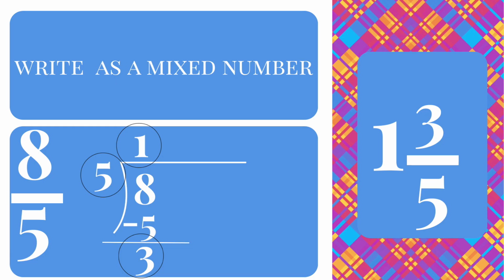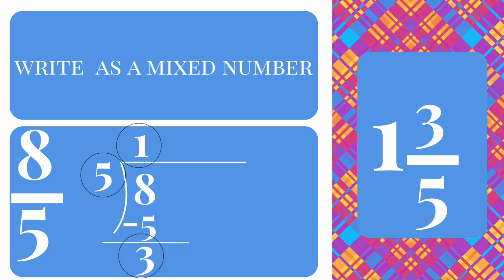Moving beyond this example, let's look at how to convert other fractions. If you're asked to write 8/5 as a mixed number, you would divide 8 by 5. 5 times 1 equals 5, so 1 becomes the whole number part. When you subtract 5 from 8, you get 3 as the remainder. This means the mixed number is 1 3/5.